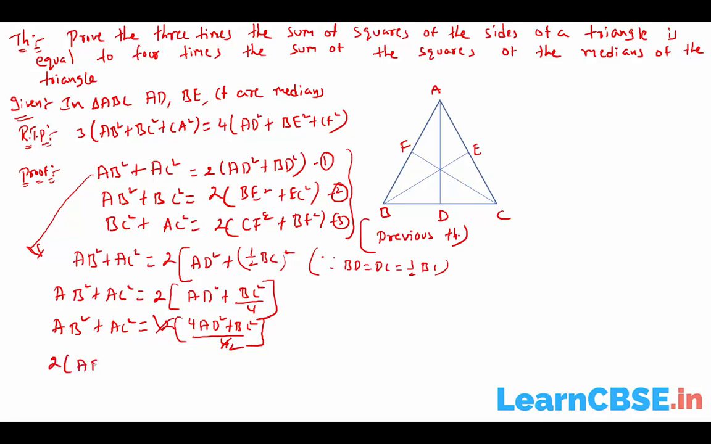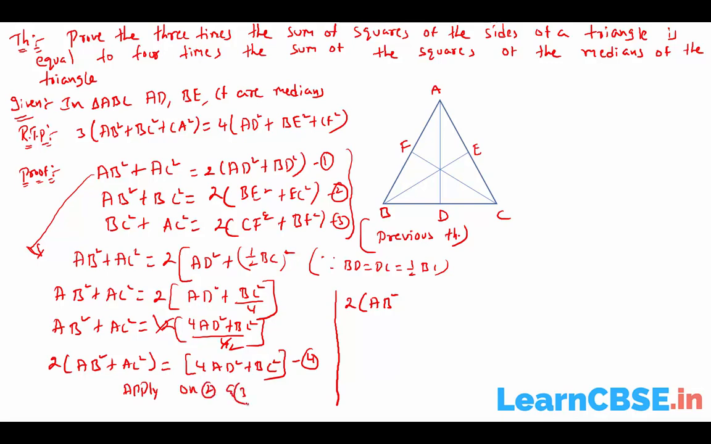Then you will get 2 ones, 2 twos, bring 2 to this side: 2 into (AB square plus AC square) equals 4 AD square plus BC square. Call it 4. Similarly, applying the same on equations 2 and 3, we will get 2 into (AB square plus BC square) equals 4 BE square plus AC square, call it 5, and 2 into (BC square plus AC square) equals 4 CF square plus AB square, call it 6.